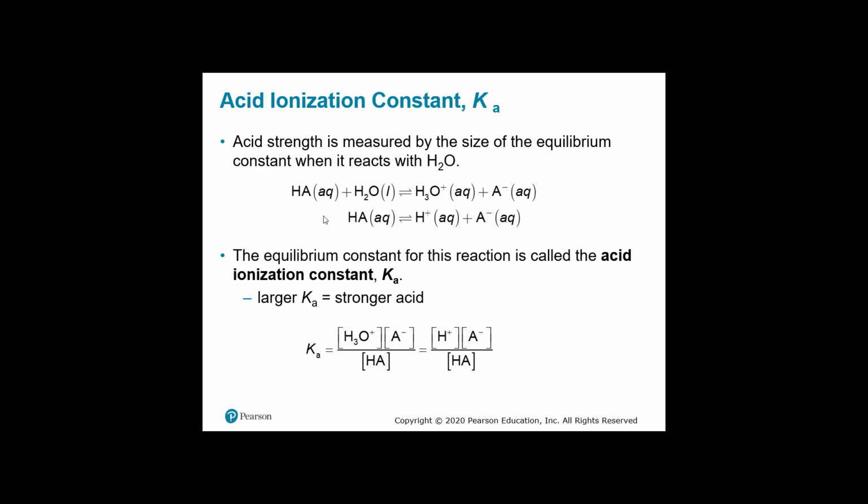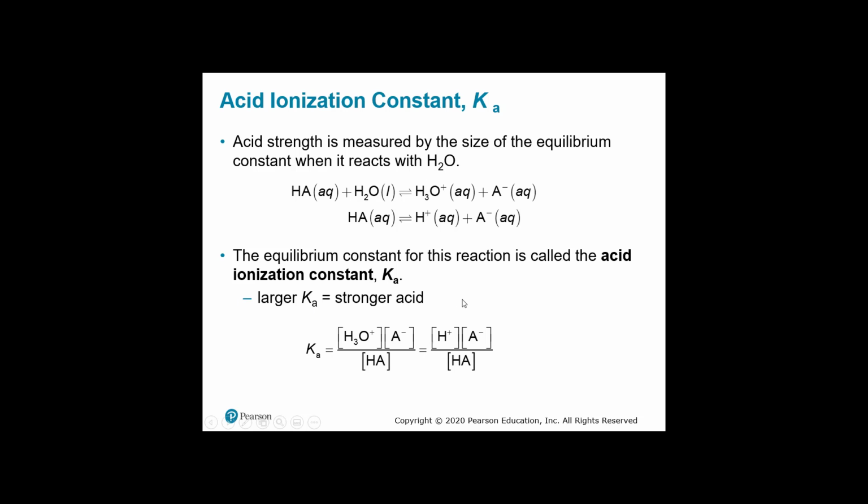Okay, so the acid ionization constant is Ka. Acid strength is measured by the size of the equilibrium constant when it reacts with water. So the Ka is the same as the equilibrium constant when we're looking at weak acids and weak bases. We can look at this in 2 different ways. We have HA, which when it comes into contact with water produces hydronium ions and an anion, or we can just look at the dissociation of the acid. Both of these are in equilibrium. The acid dissociates into a proton and an anion. The equilibrium constant for this reaction is called the acid ionization constant.